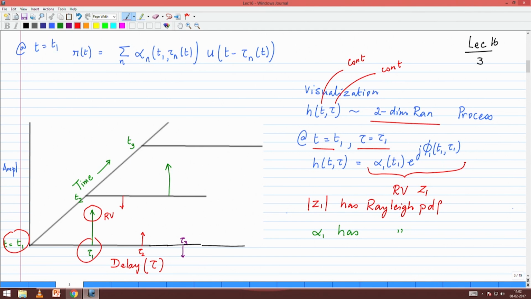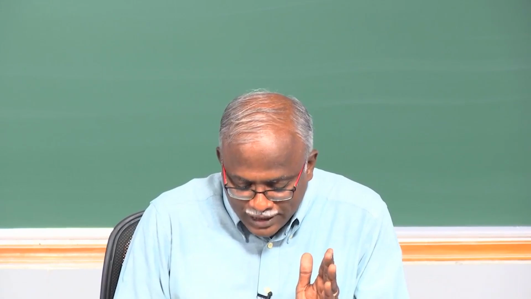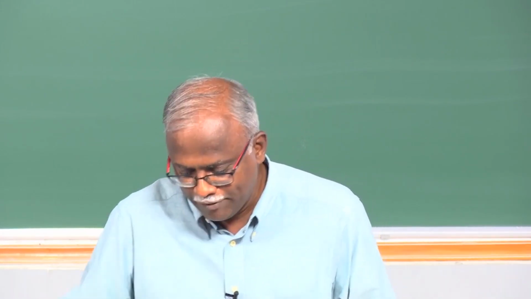But even otherwise, each of these can be visualized as random variables which can have a PDF. And again, as long as the basic assumptions are the same, that you have a large number of multipath components coming from different directions, together comprising this particular component, then you can say that each of these random variables also behaves as a Rayleigh distributed random variable.